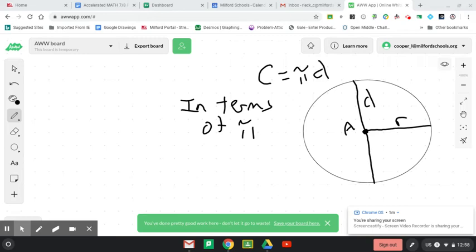Don't input 3.14. So an example of in terms of pi, if we wanted to find the circumference of a circle that has a diameter of 10, our circumference would just be 10 pi. That's in terms of pi. We are not replacing 3.14 for pi. We're leaving it as the pi symbol, which we all know is an irrational number that goes on forever. So those are some basic parts of a circle that we have to remember.